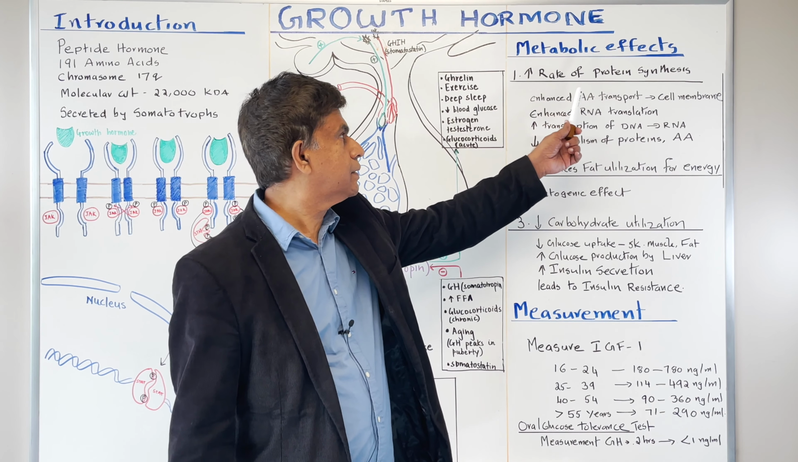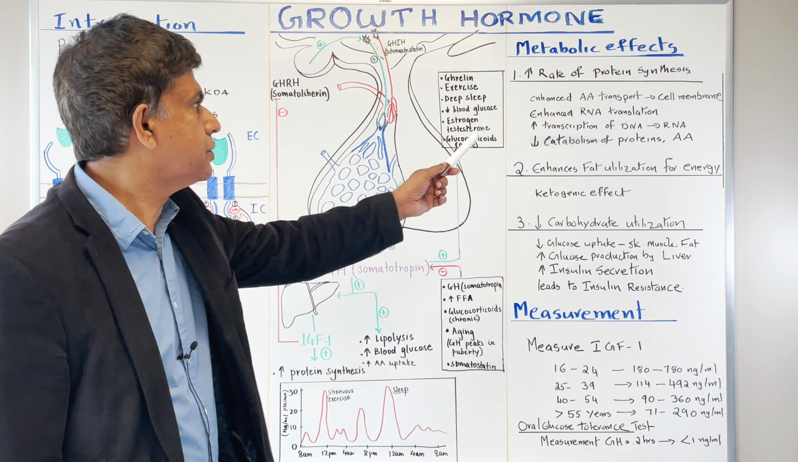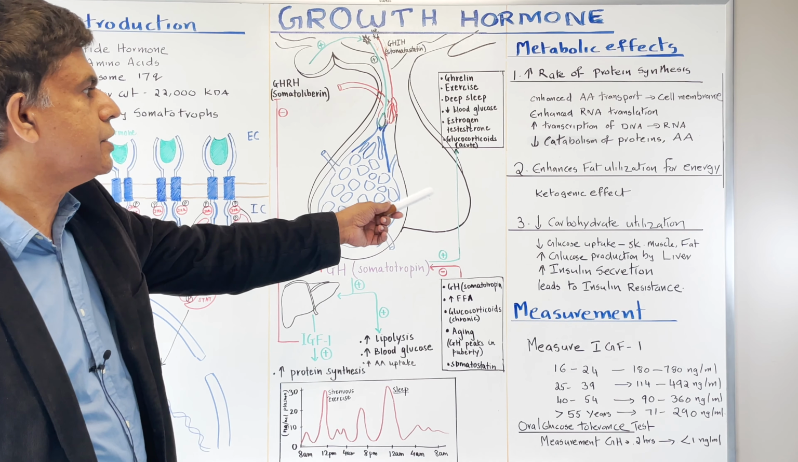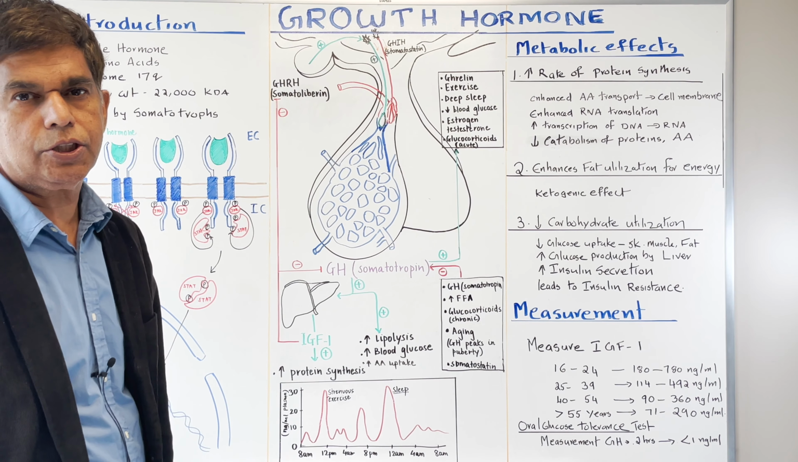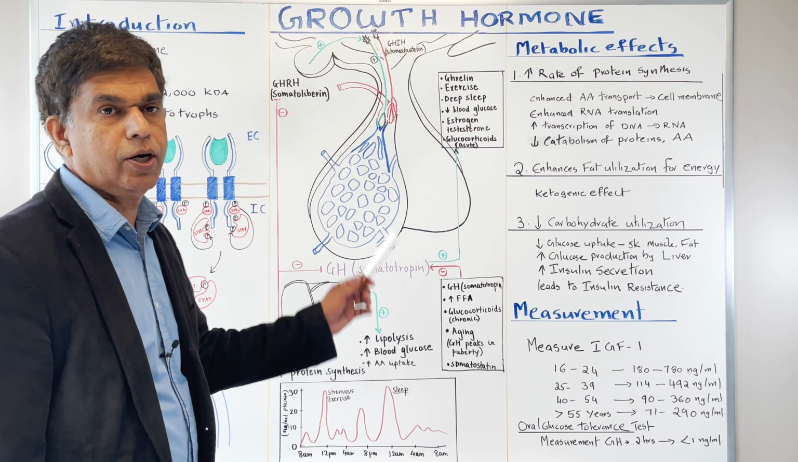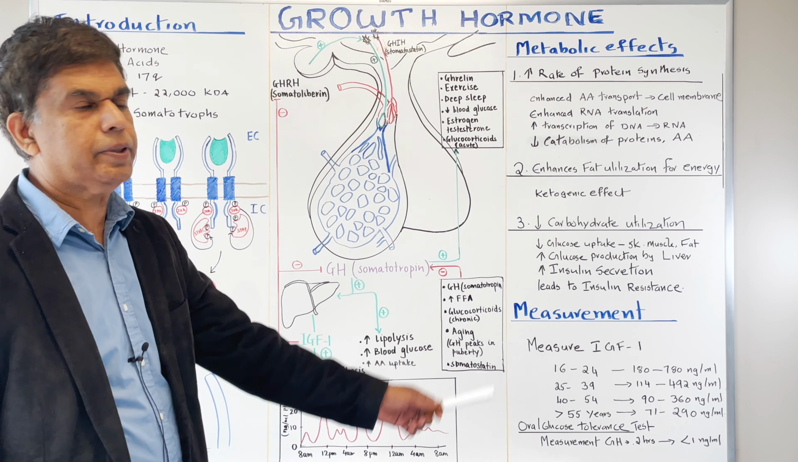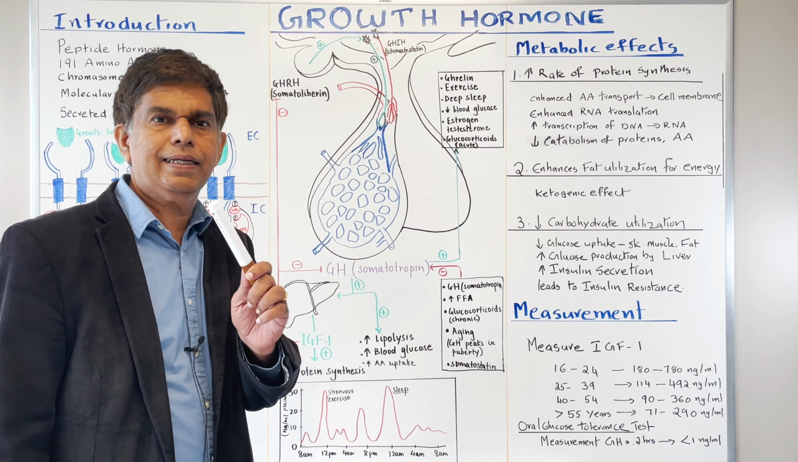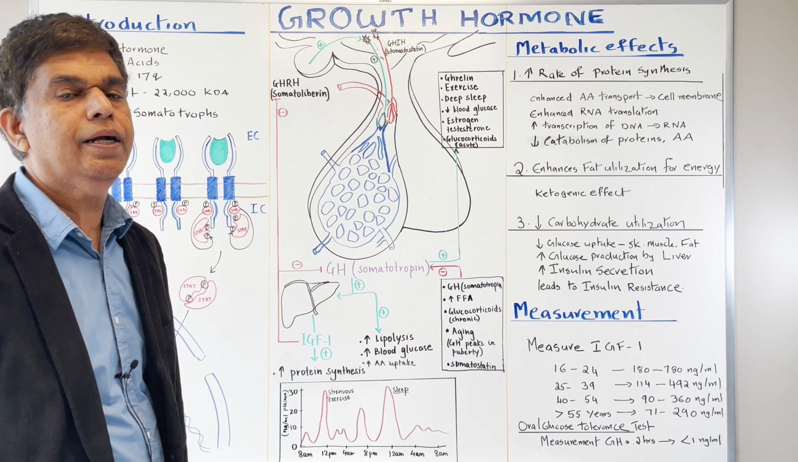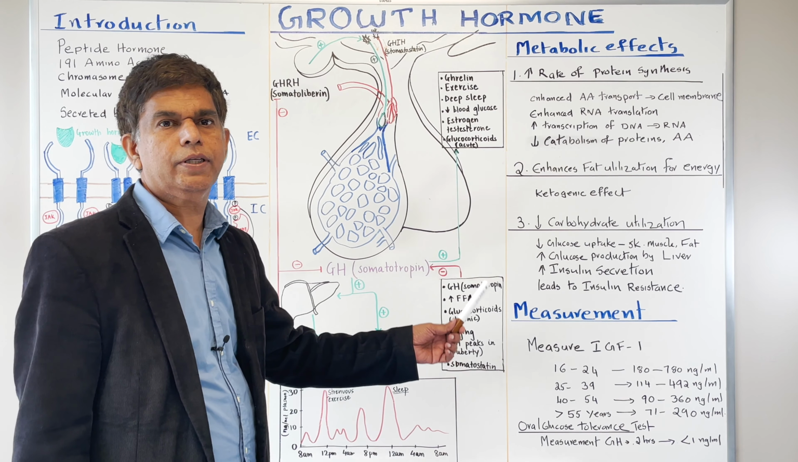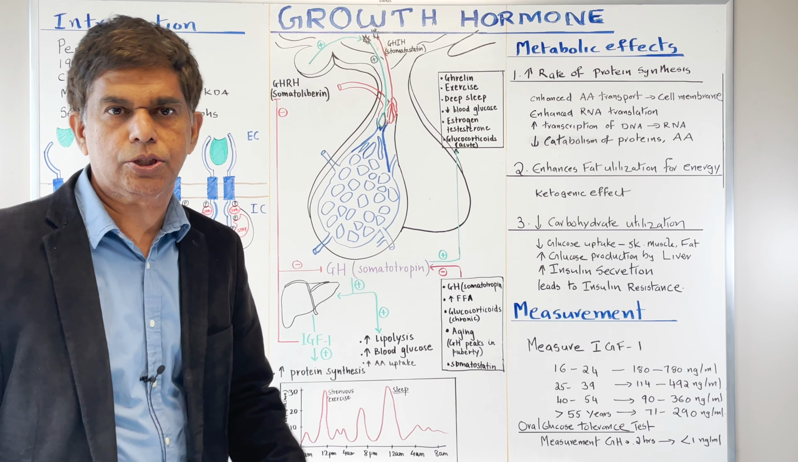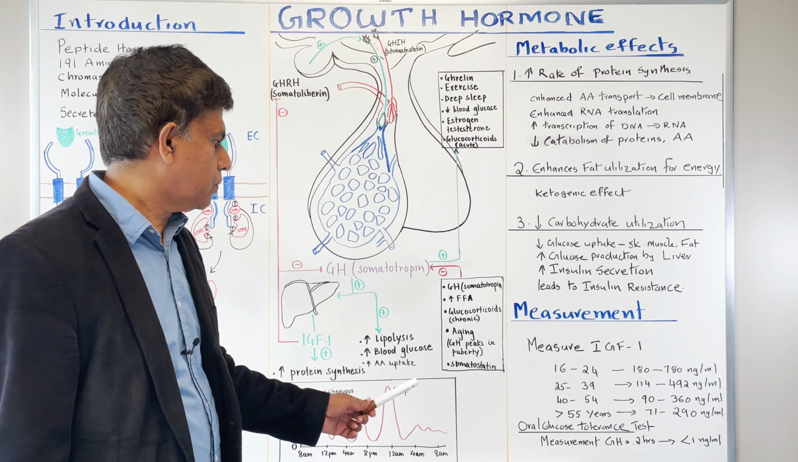Main mechanism, three things we have to know: increased rate of protein synthesis, enhanced fat utilization, and decreased carbohydrate utilization. Those are the main mechanisms of the metabolic effects of growth hormone. And always remember the measurement: you're measuring IGF-1 indirectly. That's what we're measuring. The only time you measure the growth hormone is after you give the oral glucose tolerance test and then measure the growth hormone.